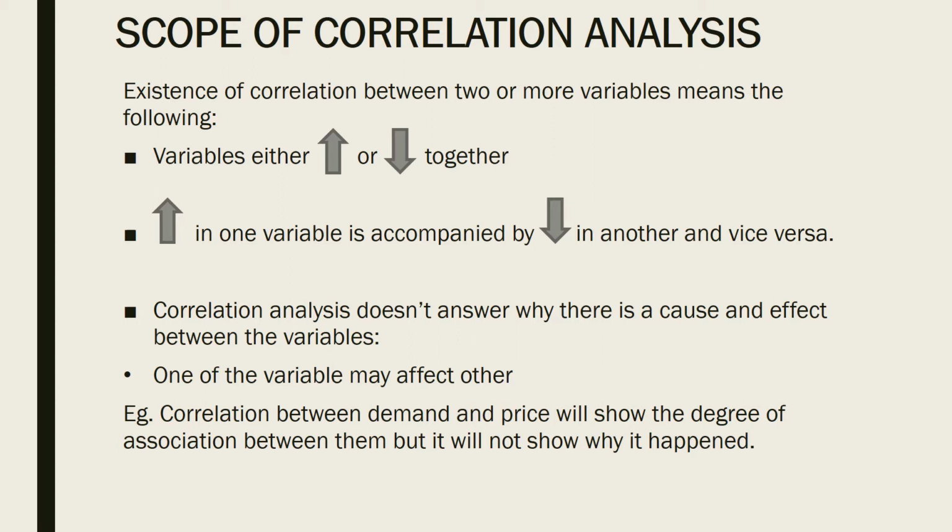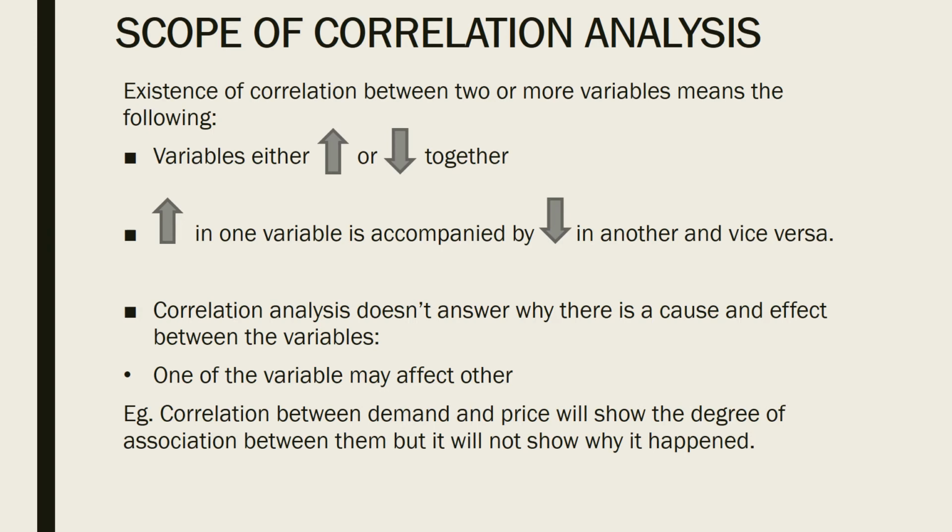See, what is the scope of correlation analysis? Existence of correlation between two or more variables means the following. Variables can either increase or decrease together. Increase in one variable is accompanied by decrease in another and vice versa. Correlation analysis doesn't answer why there is a cause and effect between the variables. One of the variables may affect another. Like what is said in this slide, an increase in one variable automatically results in decrease in the other and vice versa, or one increases and the other decreases.